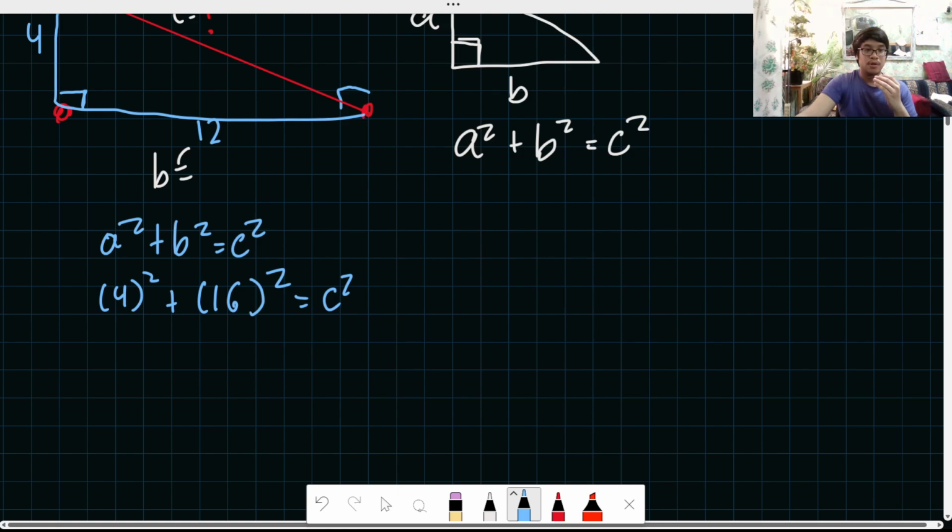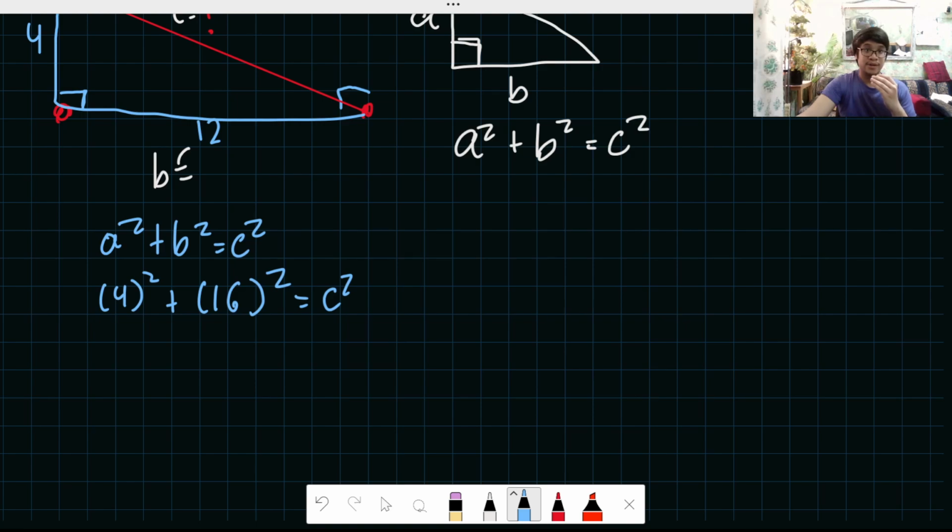So in this case, we're going to look for C because that would be the measurement of our diagonal length. So the 4 squared, that would be 16. 16 squared? What's 16 squared? 16 squared is 256. All right. So we have this one. Now, we're going to add these two numbers together. 256 plus 16. That will give you exactly 272.